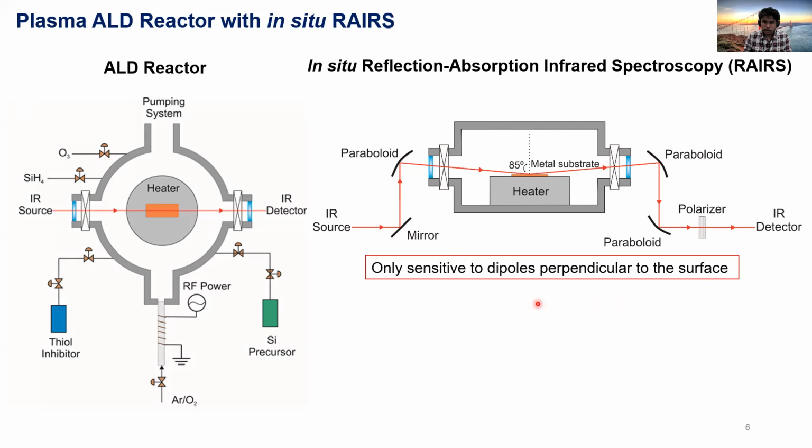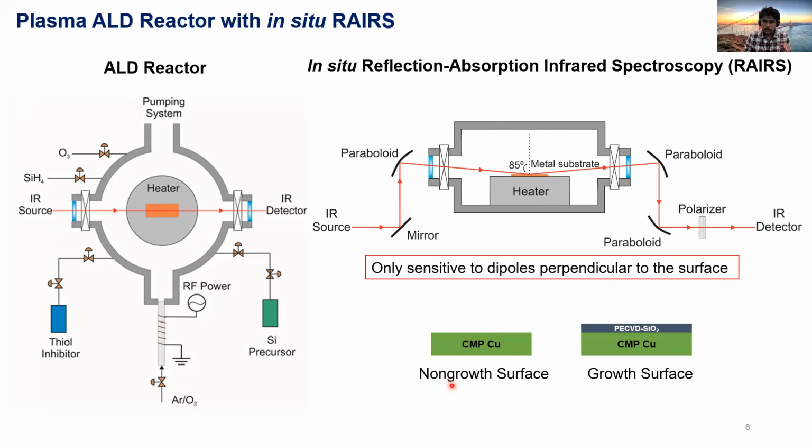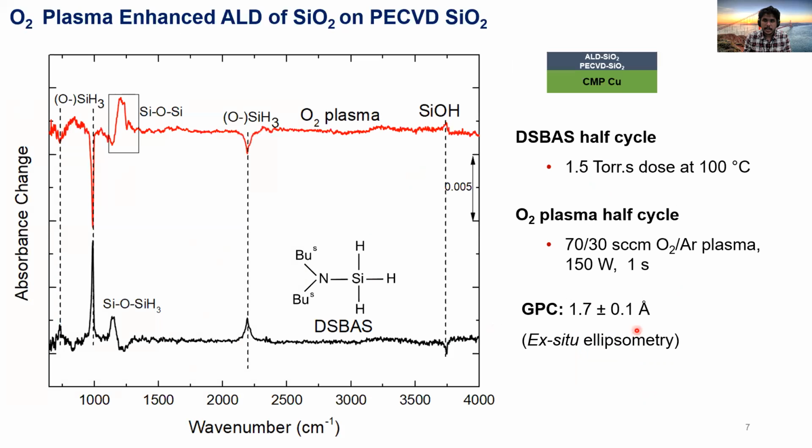As in any selective deposition process, we have a non-growth surface, which is a chemically mechanically polished copper, and we create a relevant growth surface by depositing a thin layer of silicon oxide over the CMP copper using plasma-enhanced chemical vapor deposition. We first start with the growth surface studies, where we deposit silicon oxide over PECVD silicon oxide using oxygen plasma-enhanced ALD. The IR spectrum shown here are the half-cycle reactions during the SiO2 ALD process.